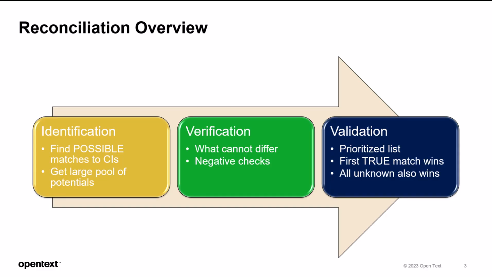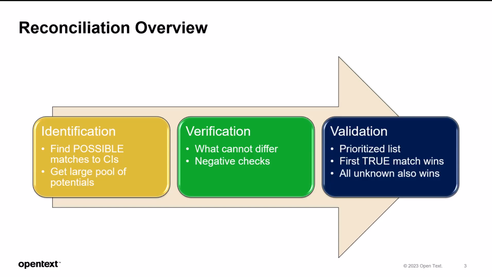The last part and the second part of the reconciliation subsection is validation. And this is a prioritized list. We're going to match the first true value, and that is going to win. All unknown means we will win as well. Winning defined by merging CIs. So if you have two CIs, they do identify to one another. They do not have any false values in the verification attributes. And in validation, any rule is true. If any of the rules is true in validation, we will merge those devices. It doesn't matter if others are false. If any rule is true, they will be merged.